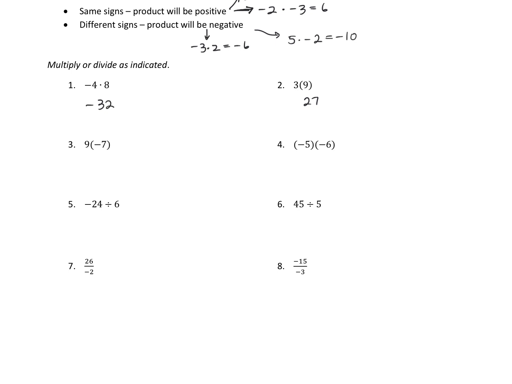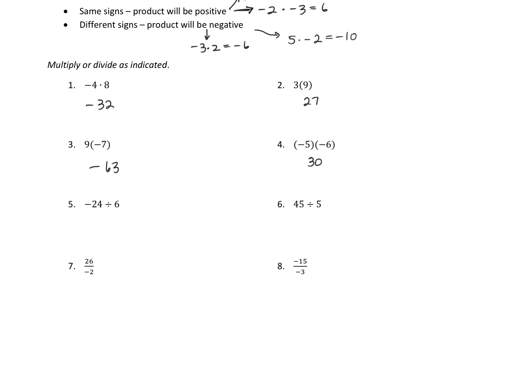Number 3, 9 times -7, they're different signs, so the product will be negative. 9 times 7 is 63. Number 4, we've got two negatives multiplied together, so since they're the same sign, the product will be positive. 5 times 6 is 30, so positive 30.